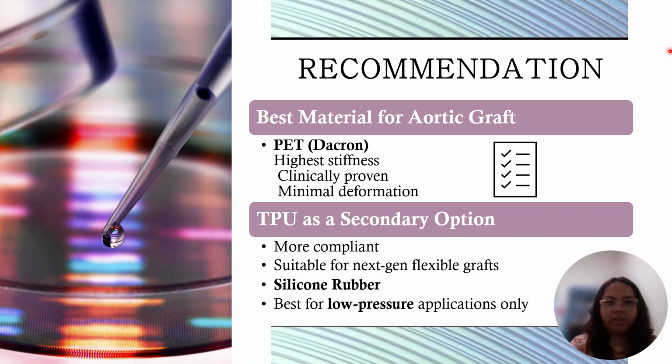Based on the results, I recommend PET for aortic graft manufacturing because it has a high stiffness, which maintains vessel shape under high pressure, and it's already widely used clinically. TPU is more compliant and could be ideal for next generation flexible grafts. Silicone rubber is better suited for low pressure vessels because of its higher deformation. So my recommendation would be as the highest priority PET, then TPU as a secondary option, and silicone as the lowest option.